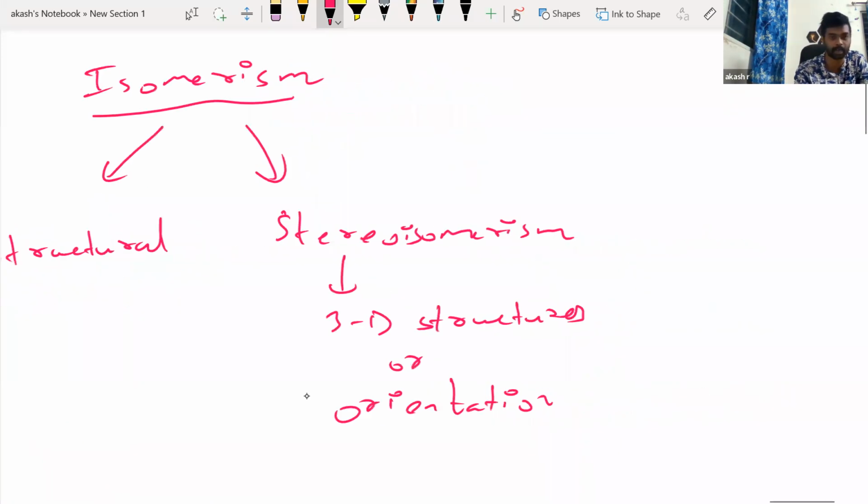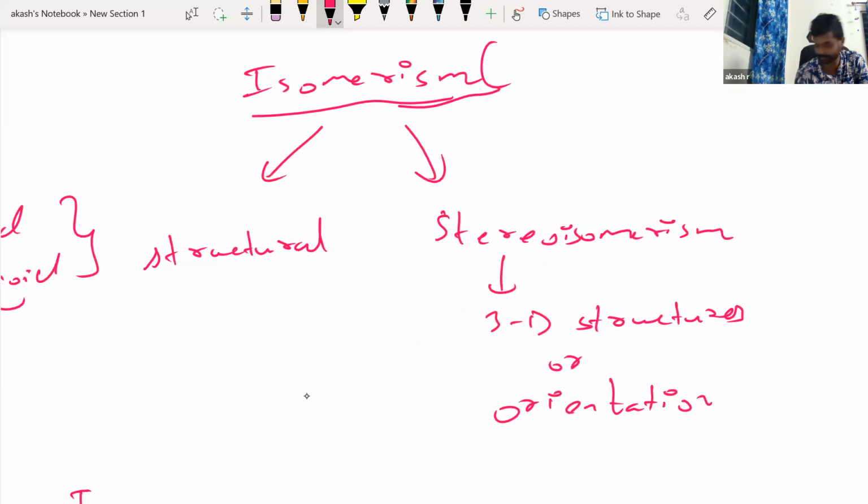You want the definition, you can take it down. Maybe I'll repeat one more time. Take down the definition for isomerism. It is the phenomenon of compounds having the same molecular formula, but different structural formula.